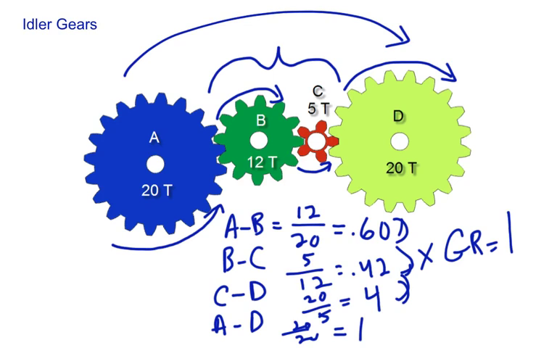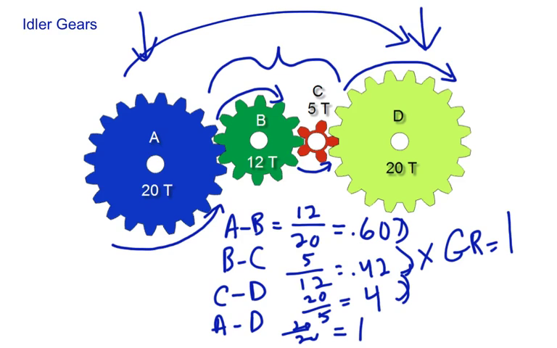There are only two reasons to put idler gears in. Number one is your gear A might physically have to be here and your gear D might have to be a long way away. And so to get gear D to turn because of gear A, you would have to put some idler gears in there physically. So they're just spacers to convey the force over to gear D.